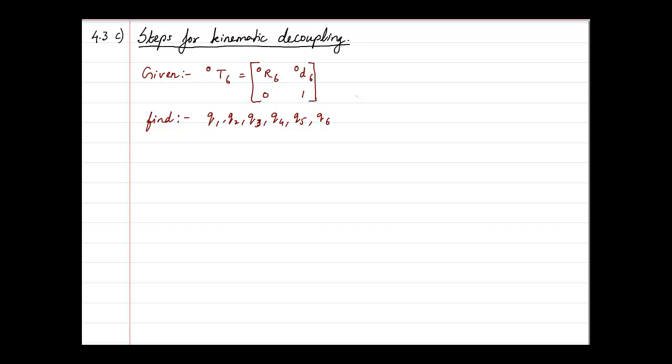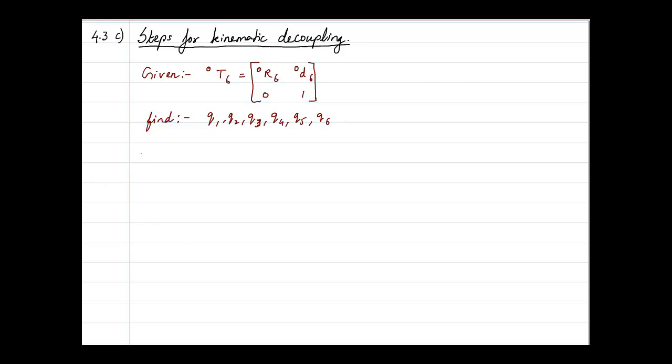Hello students, let us look at the steps for kinematic decoupling. What is given? The given is the transformation matrix, the 4 by 4 homogeneous transformation matrix having the orientation and the position information, that is 0T6. What we need to find out from this? We need to find out Q1, Q2, Q3, Q4, Q5 and Q6. These are the joint variables.